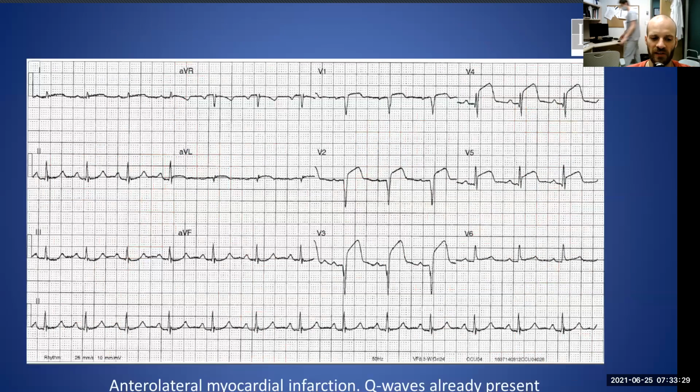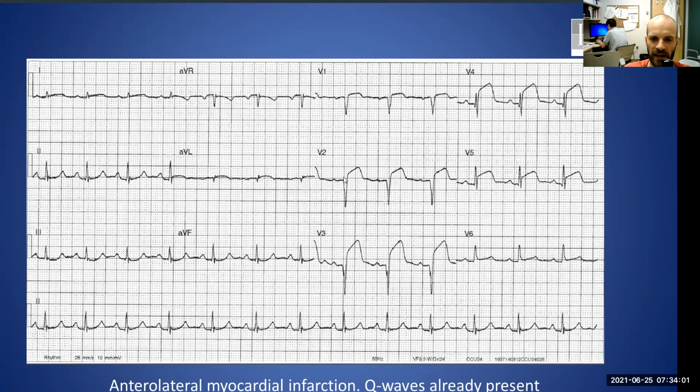So let's look at some more ECGs then. Here we've got some abnormalities. Once again, we've got gross ST elevation, but which leads are these present in? We've got a little bit in V1, a lot more in V2, an awful lot in V3, V4, and V5. Remember that V1 to V4 were anterior, and V5, V6, 1, and AVL were lateral. So this is an anterolateral ST elevation myocardial infarction.